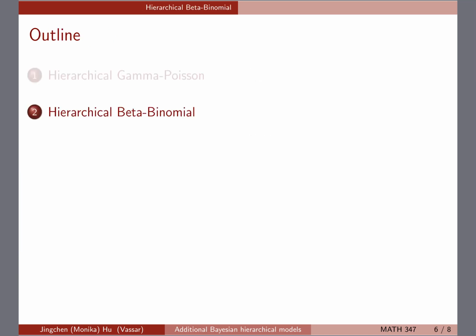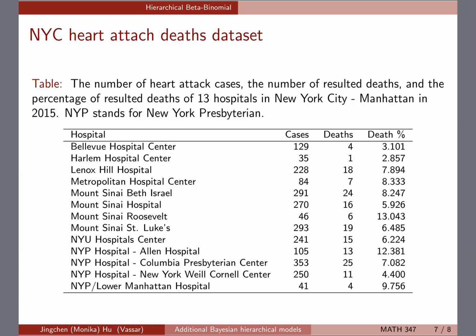All right, another thing: we've been learning about this beta binomial conjugate as well. If your output is, say, the number of successes out of the total number of trials that you do, then it's pretty natural to develop a hierarchical beta binomial model. So this is a data set of the number of heart attack cases, the number of resulting deaths, and the percent of resulting deaths at 13 hospitals in New York City in 2015. You can see there are 13 hospitals here, and the cases column is the total number of heart attacks in that hospital in that year. We're interested in the death rate. If you define death as a success, then a binomial data model will be suitable.